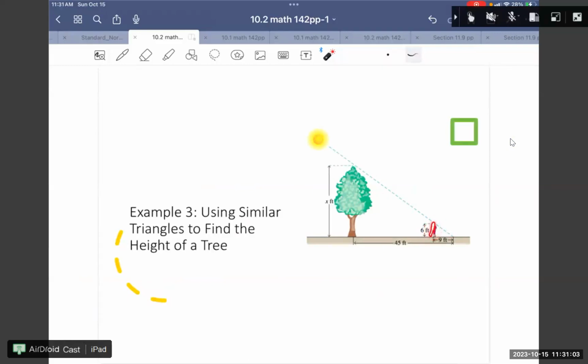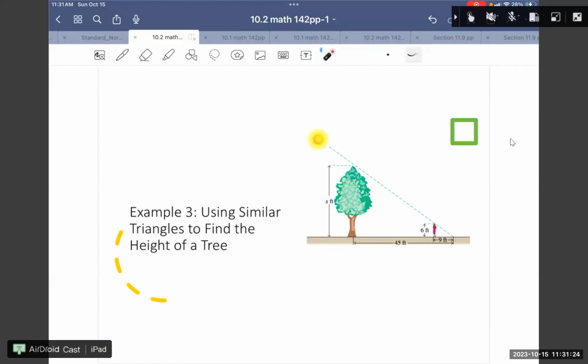She is only 6 feet tall, but her shadow is 9 feet, and the tree's shadow, from here to here, is 45 feet. They want to know how tall the tree is. So we can do this with the corresponding triangles.